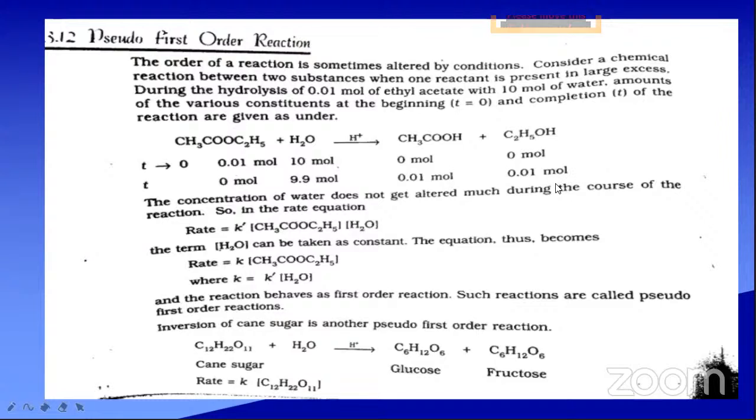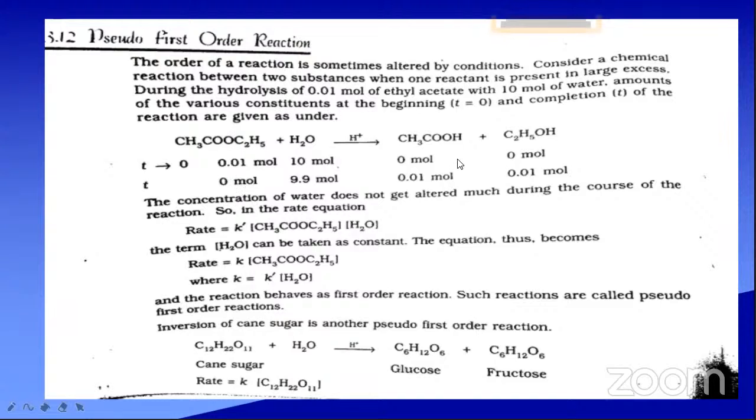So in this reaction, the concentration of water changes only very little, from 10 to 9.9, so there is no big change. That is why the rate does not depend on the concentration of water, only on the concentration of the ester. It looks like a second order reaction, but it is not; it is a first order reaction. Pseudo means false. It is not a second order reaction, it is a first order reaction, because the rate depends only on the ester concentration.